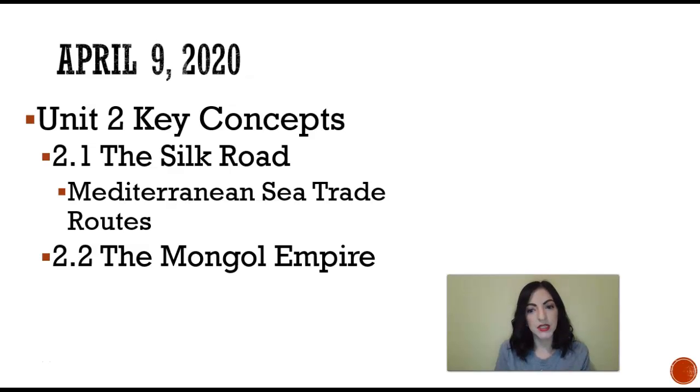So 2.1 is the Silk Road. I went ahead and added some information about the Mediterranean sea routes as well because the content doesn't explicitly cover it. Next week we're going to cover Indian Ocean and Trans-Sahara, and so this one was kind of left out, and it's important to know some of the information, so I kept it kind of short. And then the other one is going to be about the Mongol Empire.